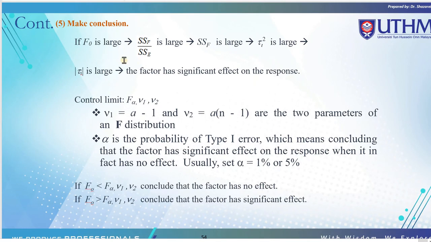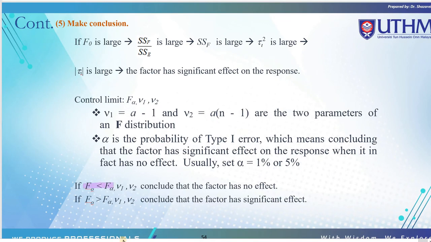So as usual in hypothesis testing, this is the test statistic. We need to have the critical value, where we compare the test statistic to see whether it falls into the rejection region or not. Here we call the critical value the control limit, given by F, referring to the distribution that we use, alpha. Alpha also depends; normally we will use 1% or 5%. Then V1 is the degree of freedom for the factor, and V2 is the degree of freedom for the error.